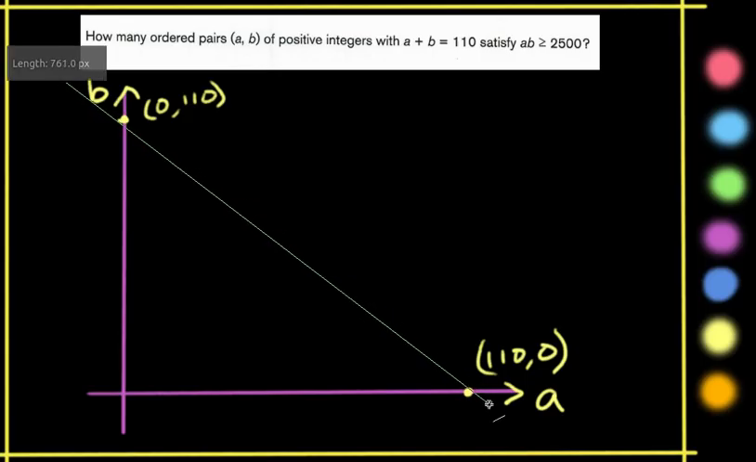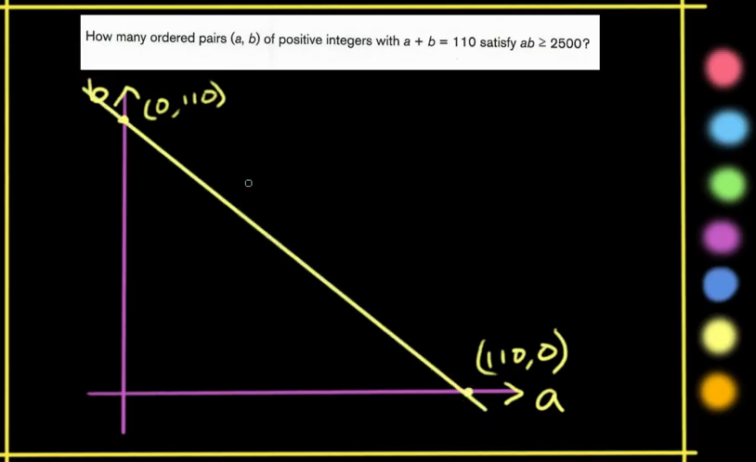This line that goes through these 2 points, I didn't draw that quite right. Let's see, this line that goes through those 2 points is going to look something like that. And all the points A, B, anywhere on this line, even back here or down here, they're all going to satisfy this equation, a plus b equals 110.